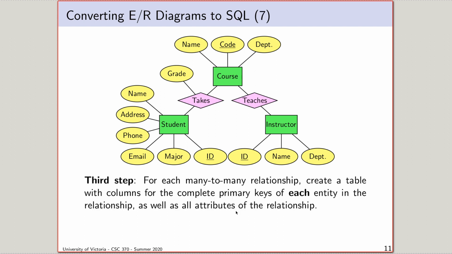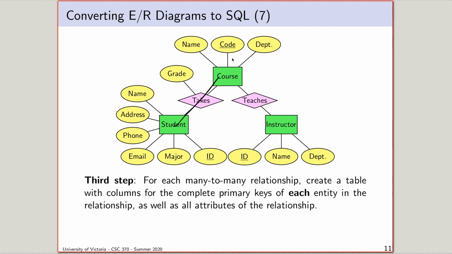And then for each of my many-to-many relationships, so we'll see later we have to do different things for one-to-many. For each relationship like this, teaches or takes plus grade, I create a table. And the table I create for, let's say, the takes relationship will contain all of the key columns of each end of the relationship. So takes bridges student to course. So I'll include the key for student and the key for course, as well as whatever is attached to the relationship.